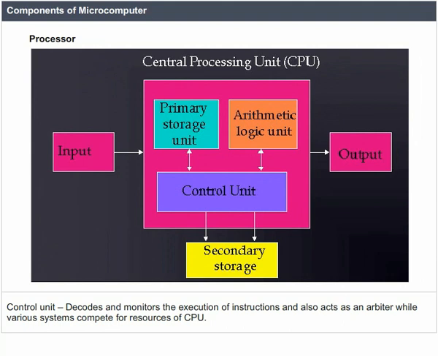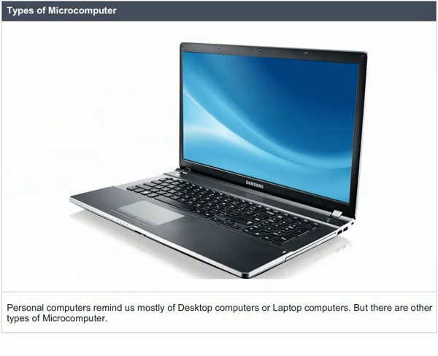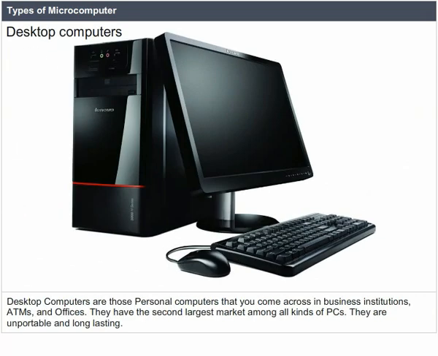Types of microcomputer. Personal computers remind us mostly of desktop computers or laptop computers. But there are other types of microcomputer. Desktop computers. Desktop computers are those personal computers that you come across in business institutions, ATMs, and offices. They have the second largest market among all kinds of PCs. They are unportable and long-lasting.